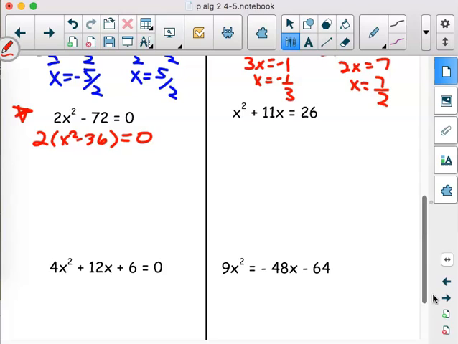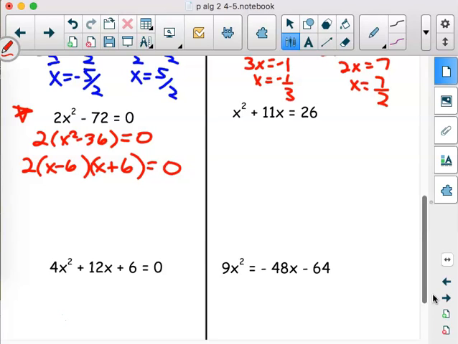That's a special pattern. How does that factor? How do you factor x squared minus 36? X minus 6 and x plus 6. Yep, that is a difference of two squares again, because this is x squared and this is 6 squared.